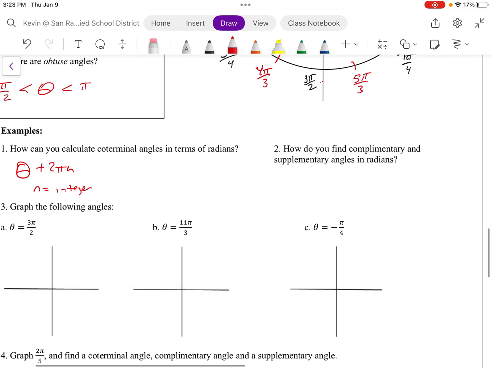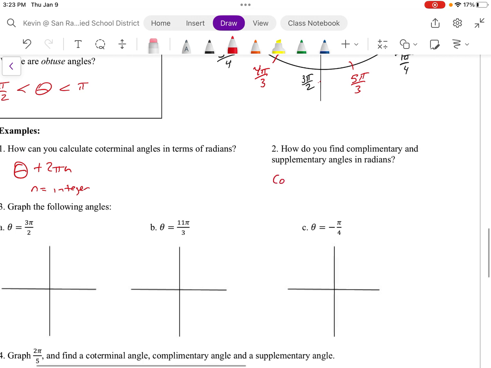Okay. How do you find complementary and supplementary? Well, complementary, you would take pi over 2 and subtract whatever your angle is. That angle has to be smaller than pi over 2, because they're complementary, they add up to pi over 2. For supplementary, you would take pi and subtract whatever the angle is, and that would give you your answer.